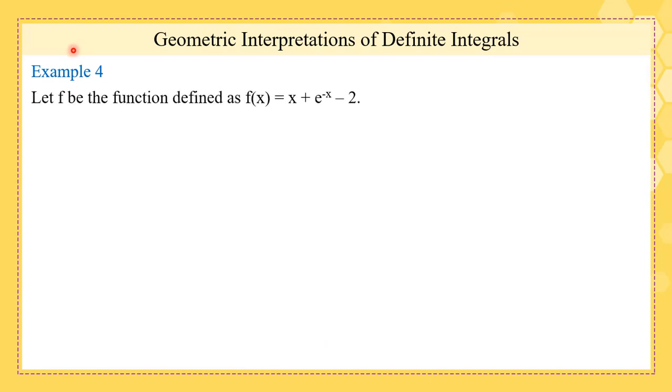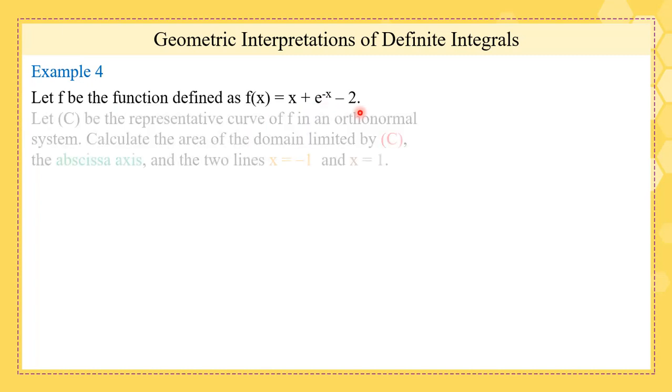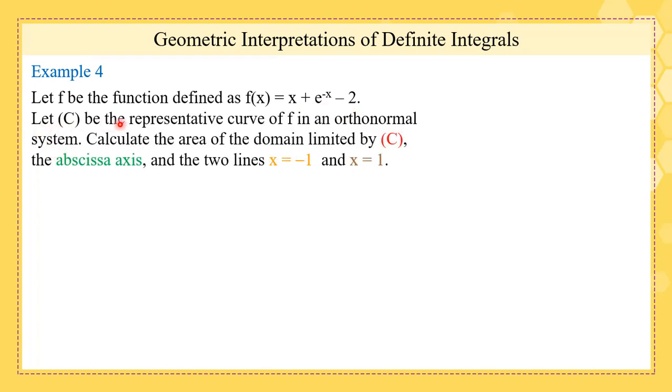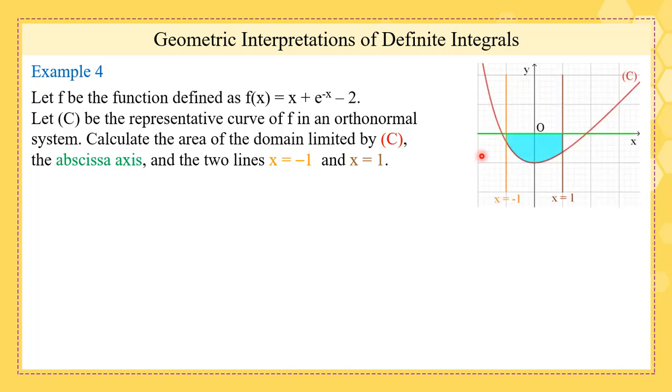Example 4. Let f be the function defined as f of x equal x plus e minus x minus 2. Let c be the representative curve of f in an orthonormal system. Calculate the area of the domain limited by c, the abscissa axis, and the two lines x equal minus 1 and x equal 1. This is the area colored in blue.